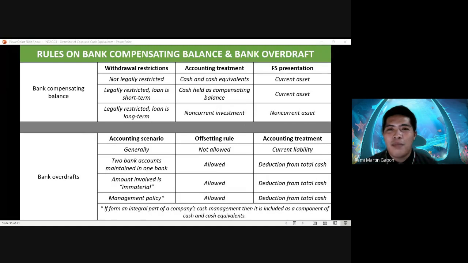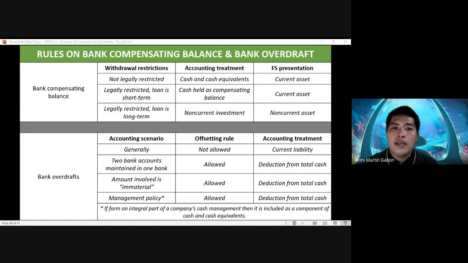Another exception, amount involved is immaterial. So ayan na naman, may materiality. Overdraft is always assumed material. Pero kapag may information na immaterial yung amount, allowed ang offsetting doon sa mga accounts na may positive balances. Diretso na natin doon as deduction as part of the total cash.